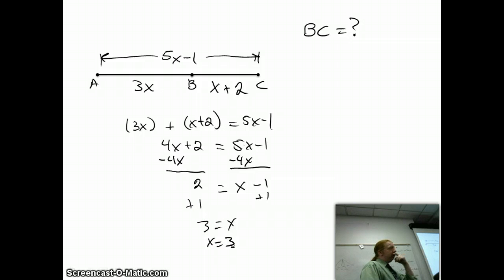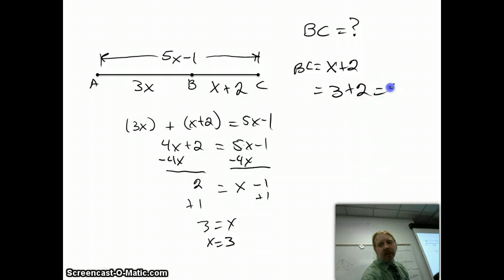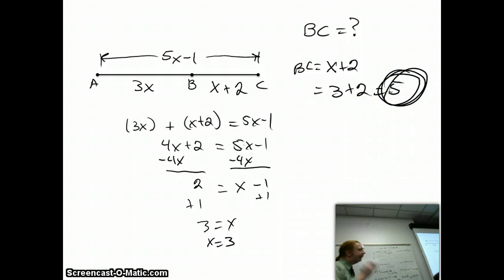You have to put what BC equals. Right, the question was, what's BC? Which is x plus 2. So I have to plug that back in. That's the actual answer I want: 5. Not 3. 3 is an interim step along the way. If you got a 3, you've done it 3/4 right.